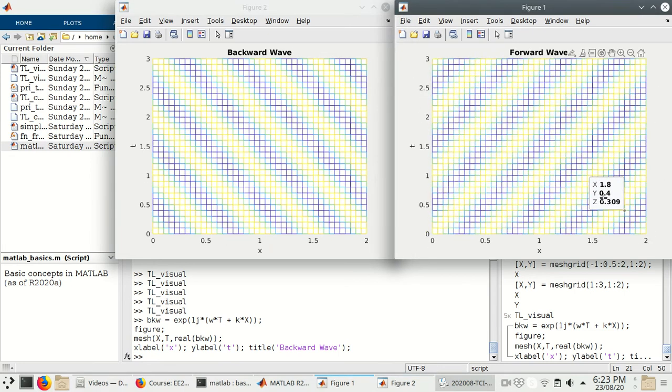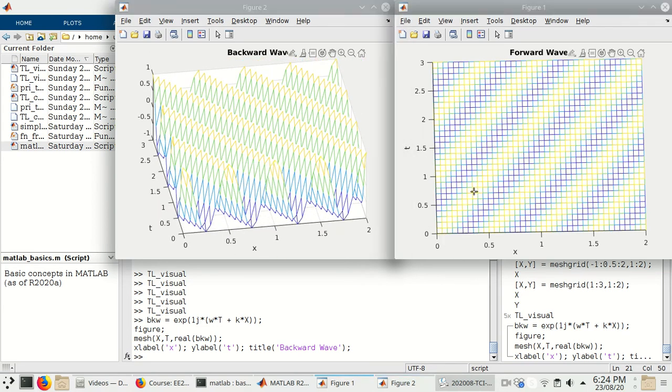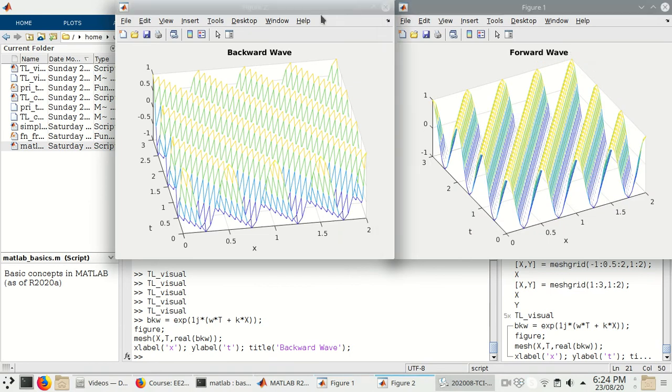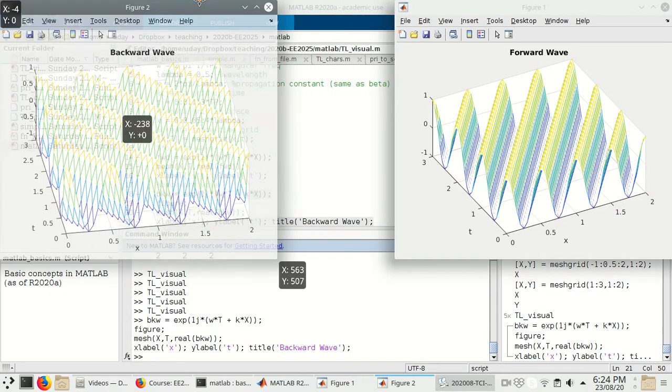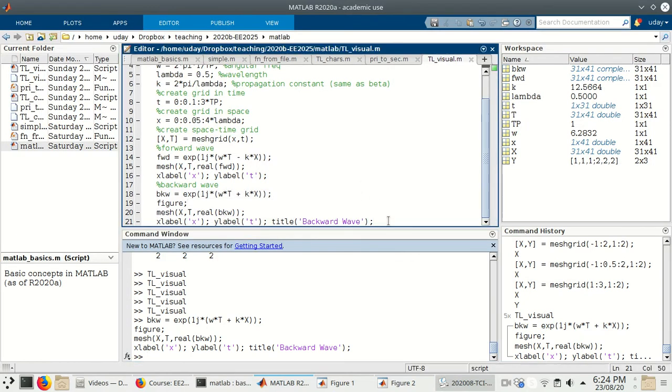Notice the same thing just for revision over here. This is the forward wave when seen from upstairs. As time increases, the phase front is moving to the right. So these words, forward and backward wave, are the most intuitive words you can think of. Okay, so this is as far as the forward wave and backward wave goes.